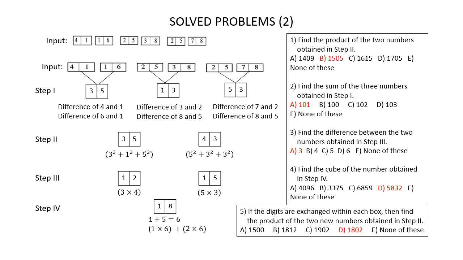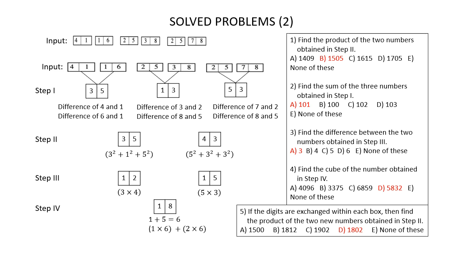Question number 2. Find the sum of the three numbers obtained in step 1. You're given 5 options here and you have to find out which of these options is the correct one. So here you have to find the sum of the three numbers in step 1. So you have step 1 here and the three numbers are 35, 13 and 53. So 35 plus 13 plus 53 is 101. So the correct answer is option A, 101.